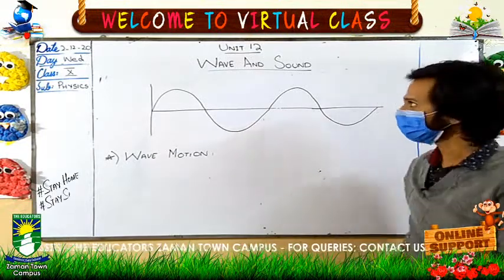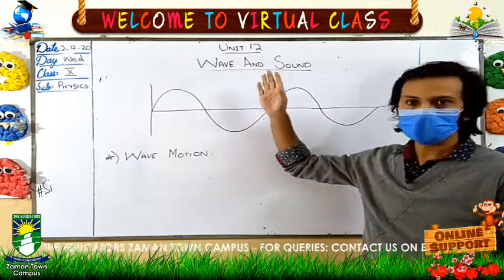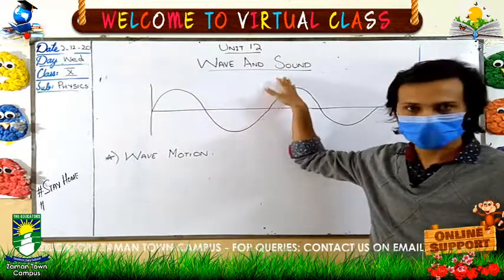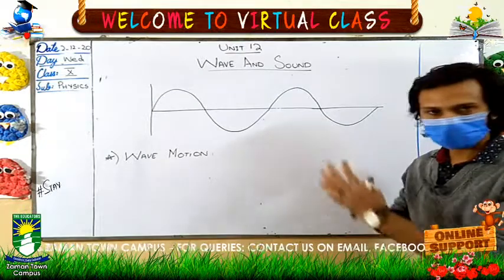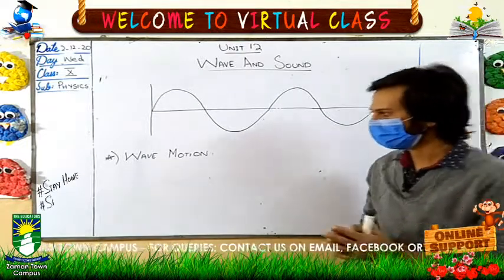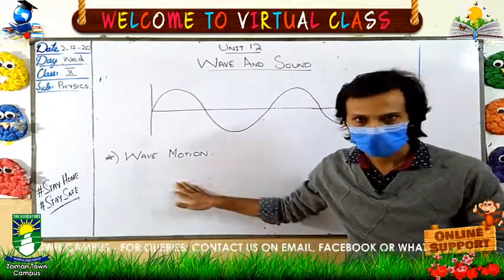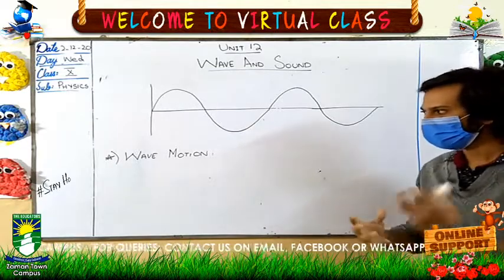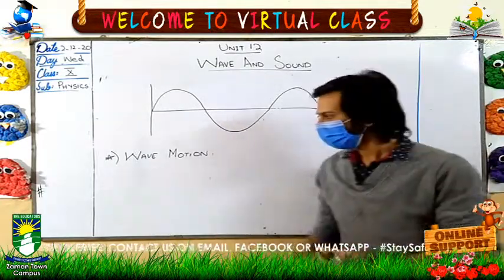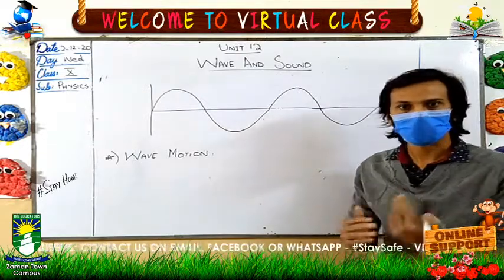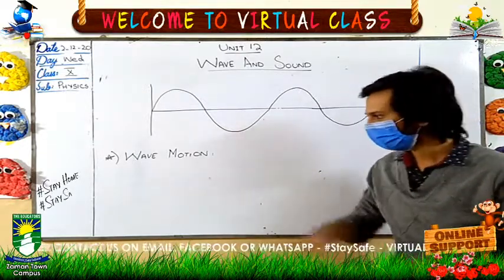Assalamu alaikum students. Today we are studying unit number 12, wave and sound. You have discussed some of the starting topics of this chapter previously. We are starting from wave motion. According to the name wave, we all know about the wave. What is wave? We are discussing how wave travels, how wave forms motion, and how wave does motion.